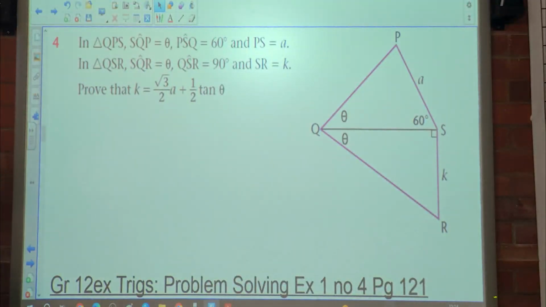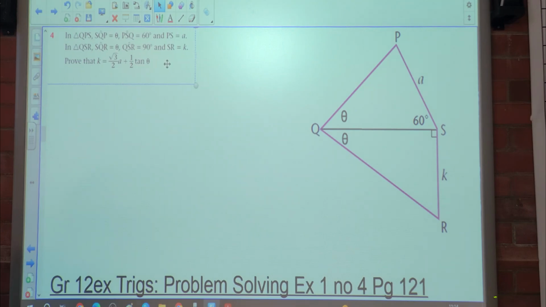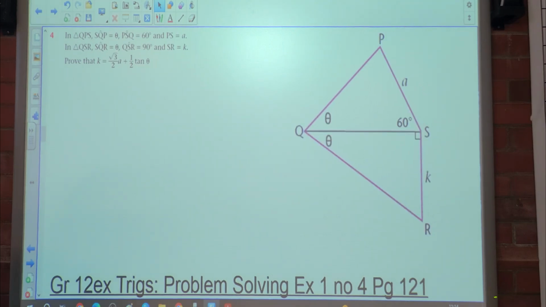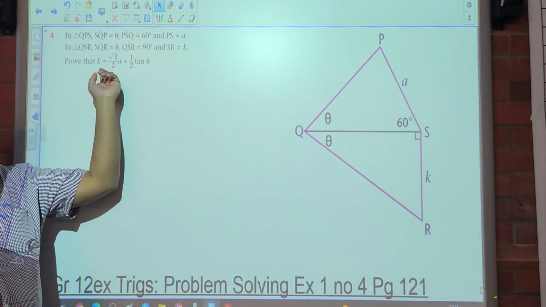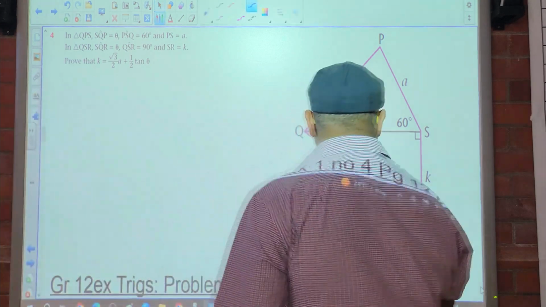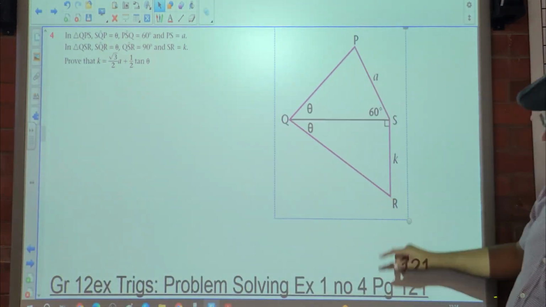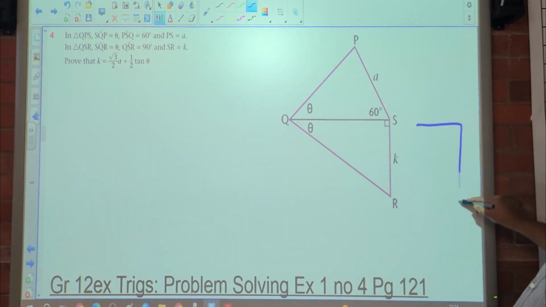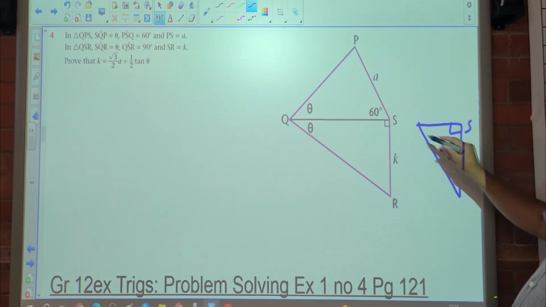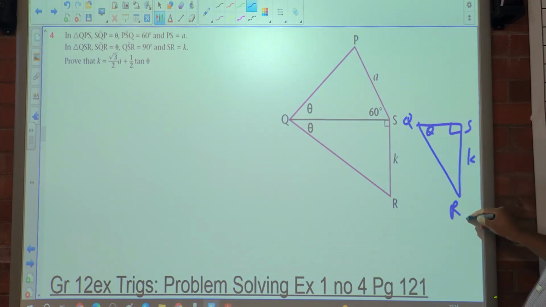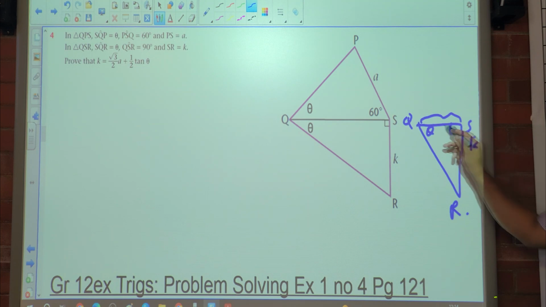Where do we start? Not by skipping the sum, no. We will start with the subject of the formula. So in this triangle here, you should see 90, K is QRS theta. So we're going to have to use the K and we have to use the QS. Why must you use QS? It's a link between the two triangles.